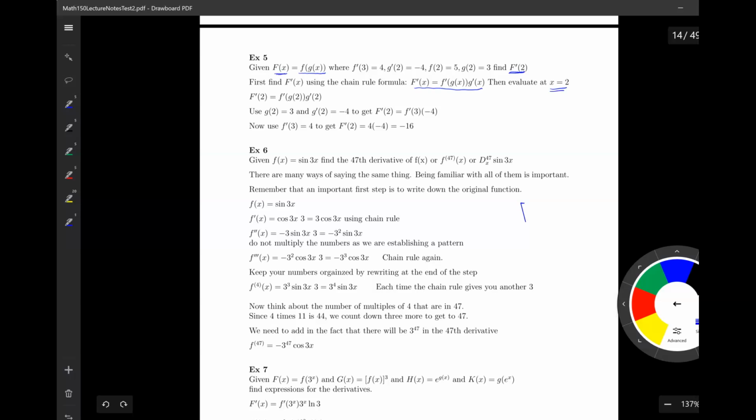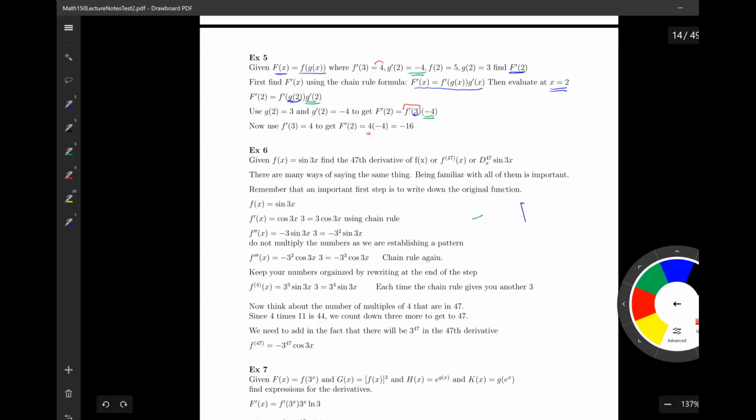Now I'm going to put x equal 2 in for everywhere there's an x. Then I'm going to use that g of 2 is 3. So then that gives me 3 right here, so f prime of 3. And then I'm going to use the fact that g prime of 2 is given to me as -4. So I replace that with -4. So now I can go use the fact that f prime of 3 is given as 4. So I get 4 times -4, and that gives me a -16.